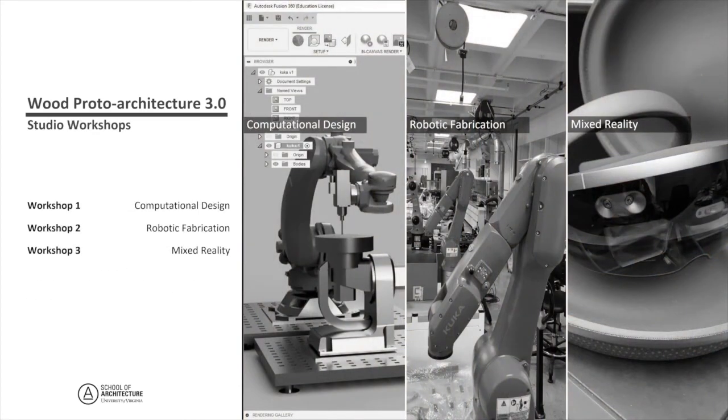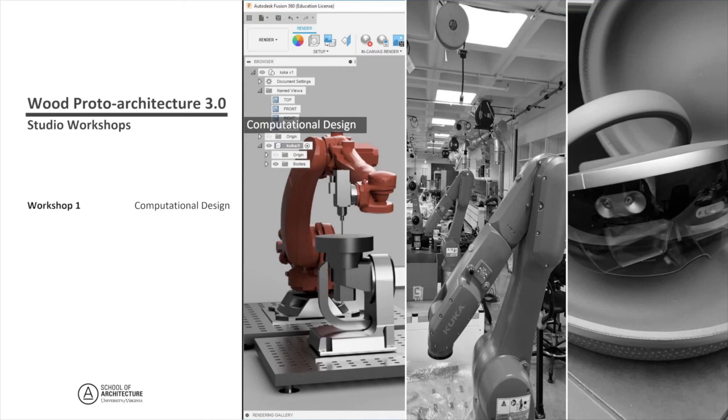The focus of this study is to understand the importance of fabrication agency in timber construction. Accordingly, 3 workshops will support this study. In the computational design workshop, I will teach Grasshopper add-ons related to timber construction. In addition, I will introduce students to Fusion 360 to witness the potential of integrative computational tools in the design process.